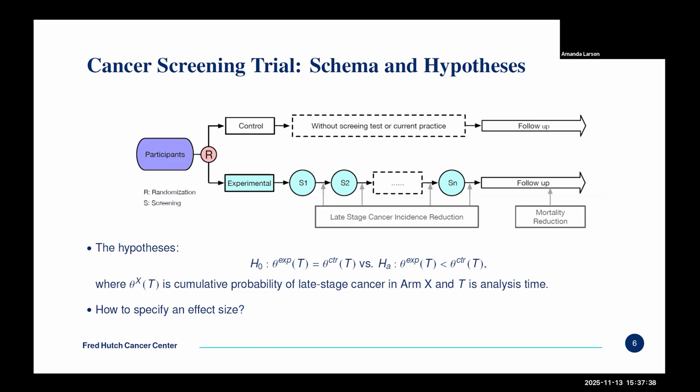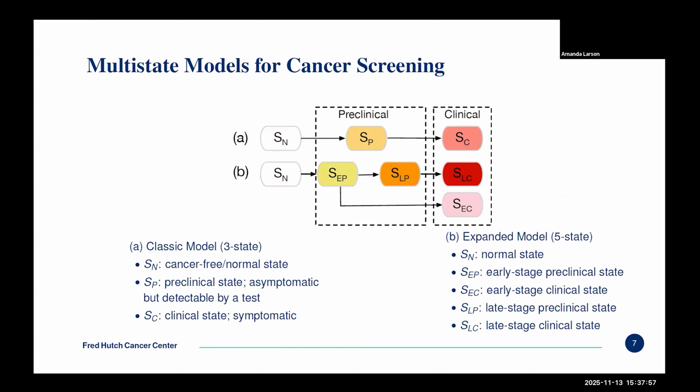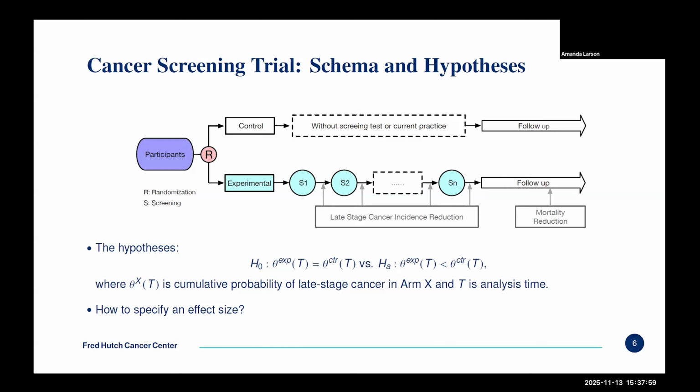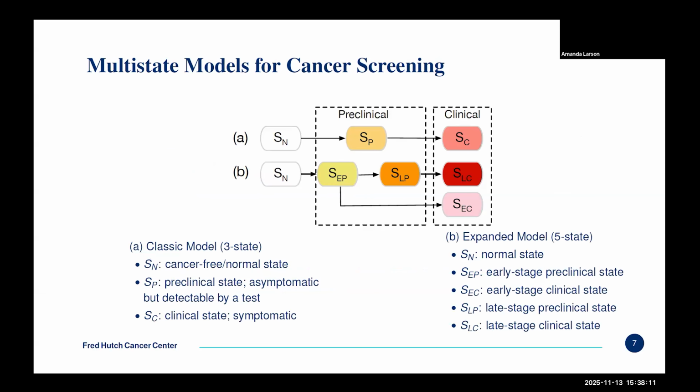So essentially, the null hypothesis is that screening wouldn't reduce the late-stage cancer incidence. And the problem, again, is how we can specify the effect size such that we can design the study. And of course, there are other issues, like how many rounds of tests you want to implement, and how long a follow-up you want in order to observe that late-stage incidence reduction.